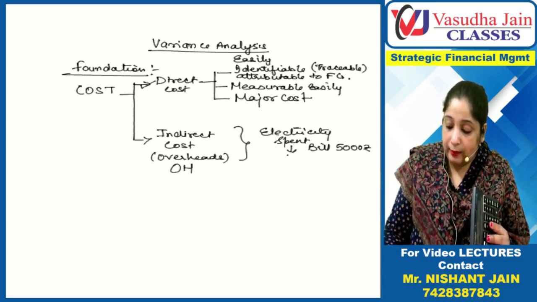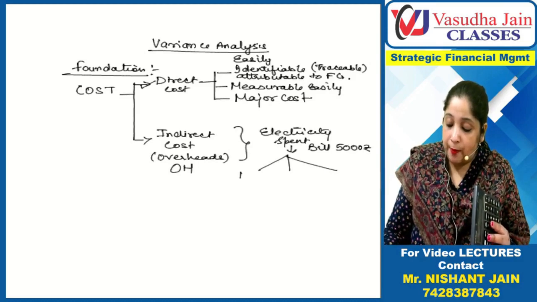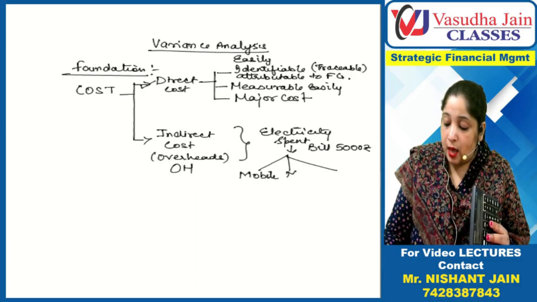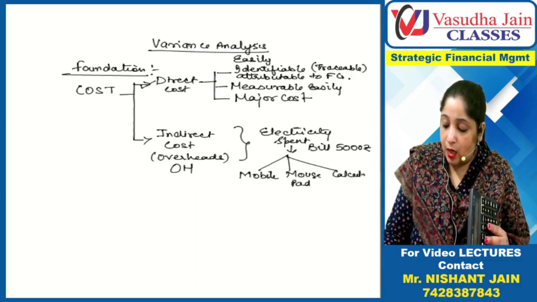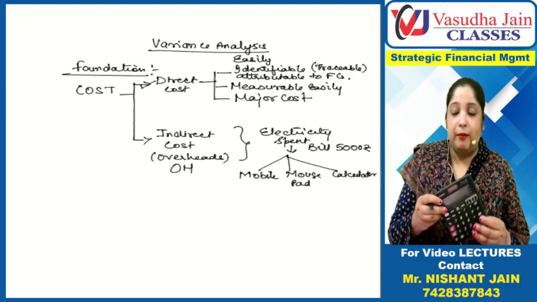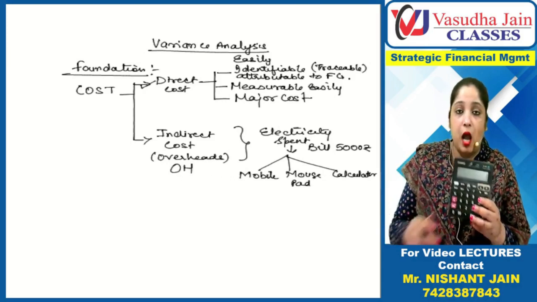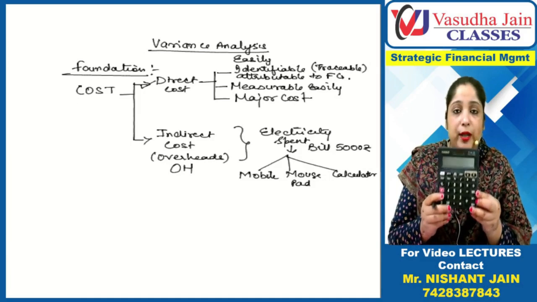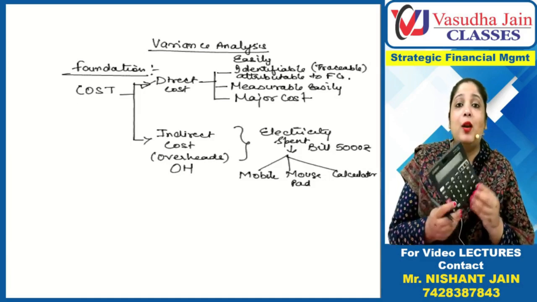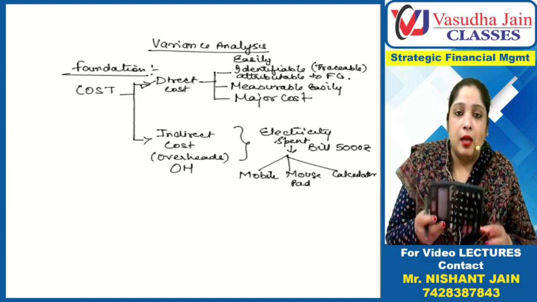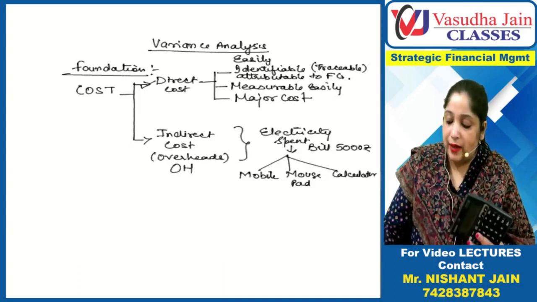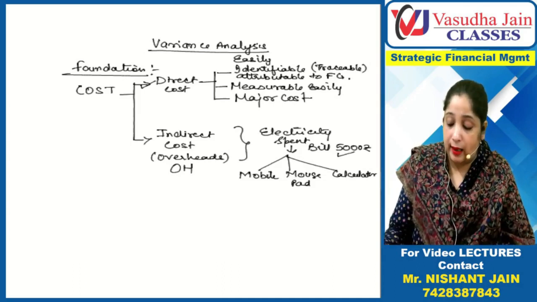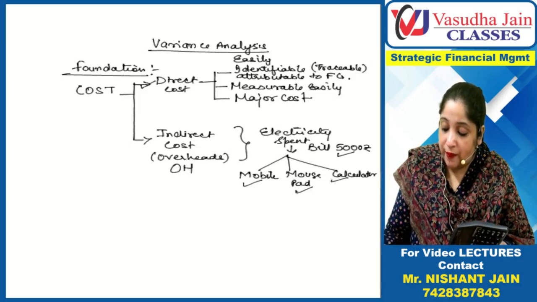Now, can you tell me, in my factory I manufacture mobile phones, mouse pads, and calculators also. Can anybody easily tell me how much of this 5,000 cost is spent on manufacturing the calculator? It cannot be easily measured. Definitely this 5,000 electricity bill has been spent to manufacture these three finished goods.